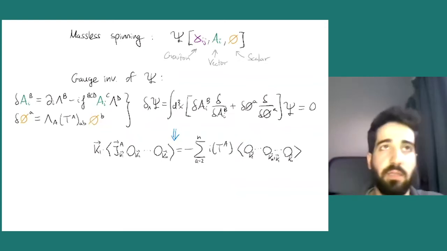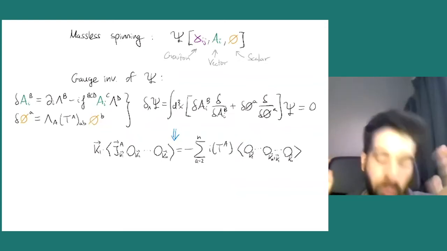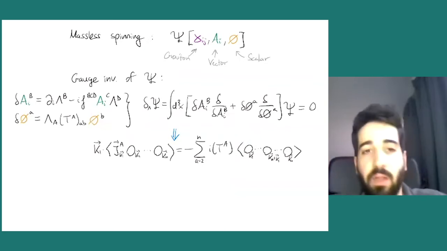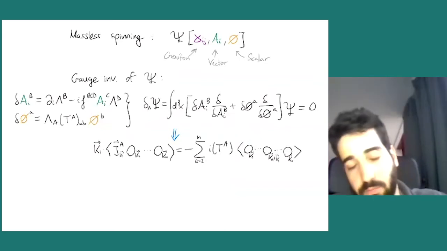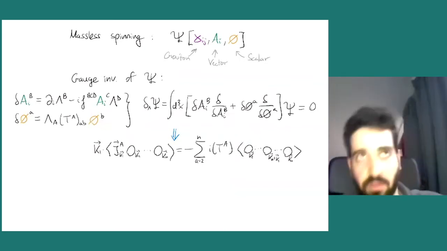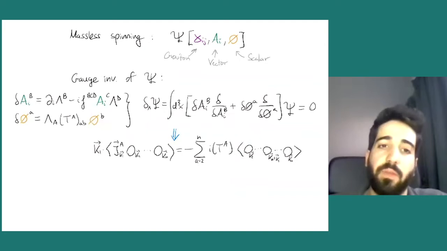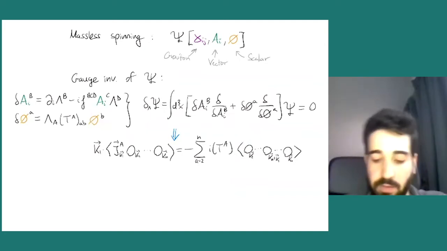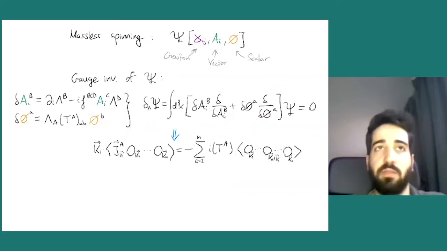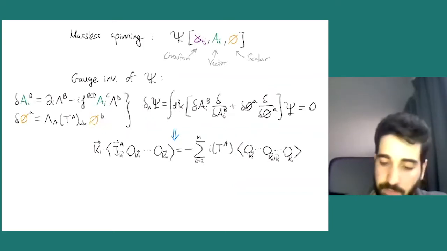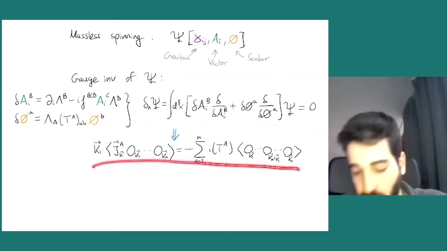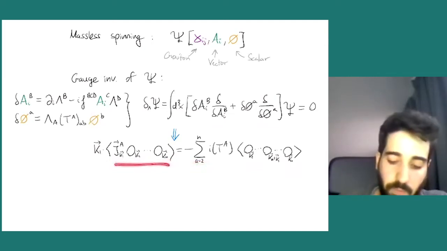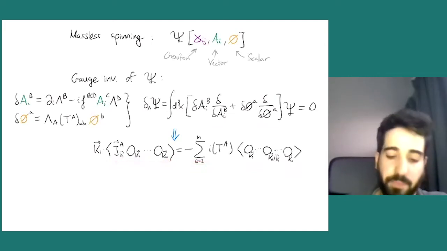Okay, so this is what we call the Ward-Takahashi identity. It's a Ward identity for the correlators, for these wave function coefficients actually, that comes from the gauge invariance of the wave functional of the universe under this gauge transformation. So this is a constraint that this wave function coefficient will have to satisfy.